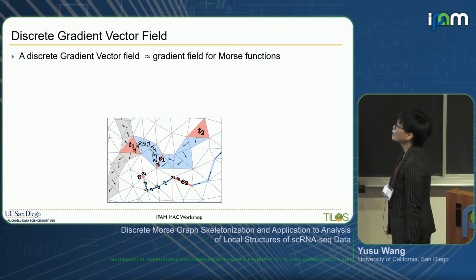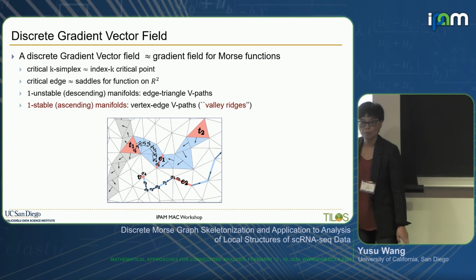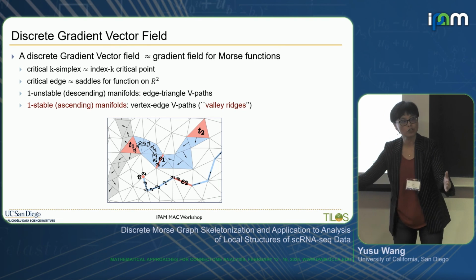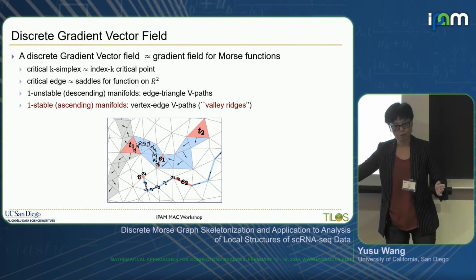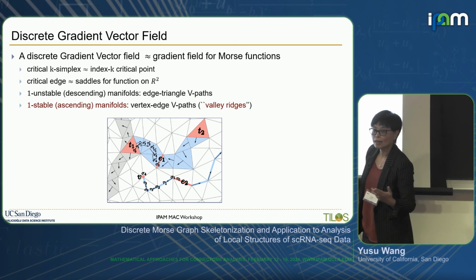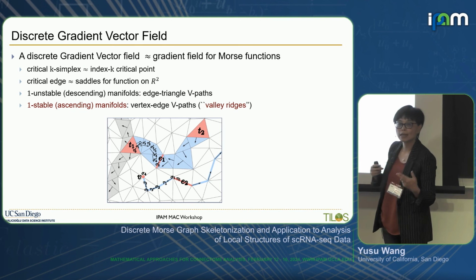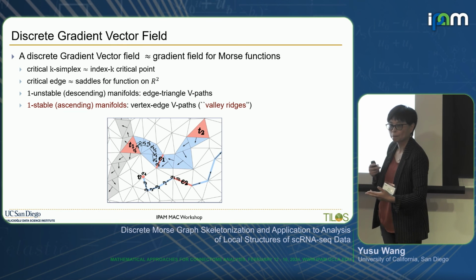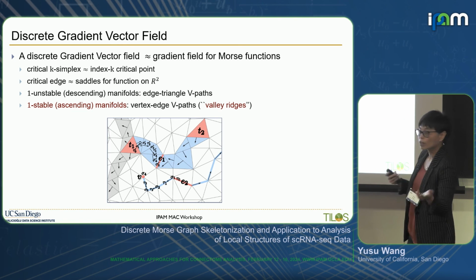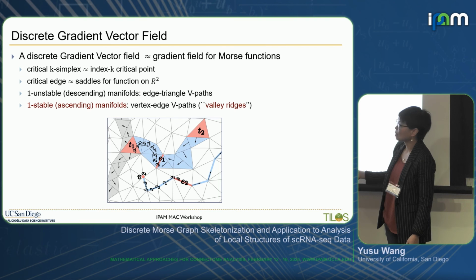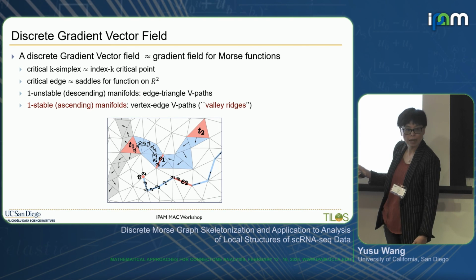So very hand-wavingly, if you're in d-dimensional space, let's say that you now have a triangulation of a d-dimensional hypercube, you can roughly think that critical k-simplices correspond to index k critical points, okay? And for example, in this example, my domain is R2, so critical edges are essentially index 1 critical points, which correspond to saddles.